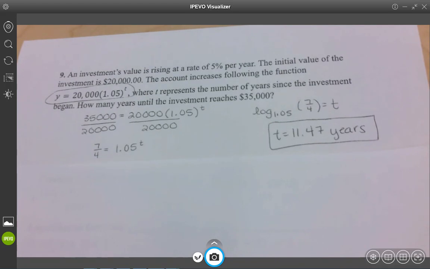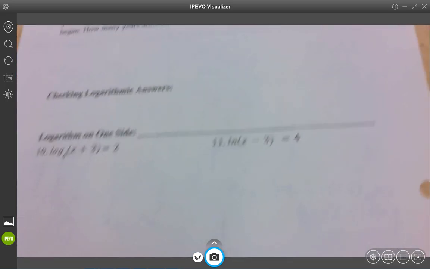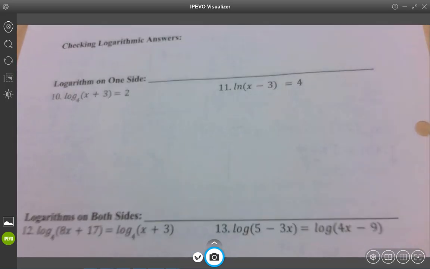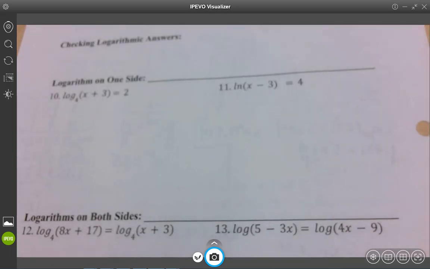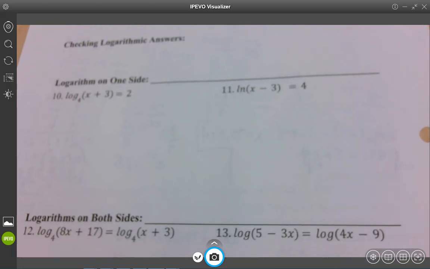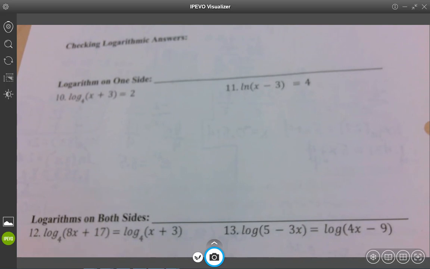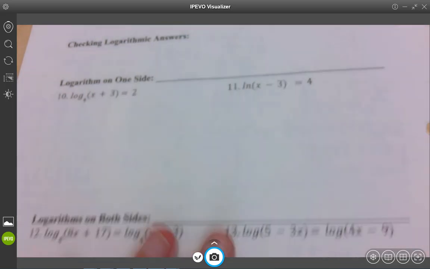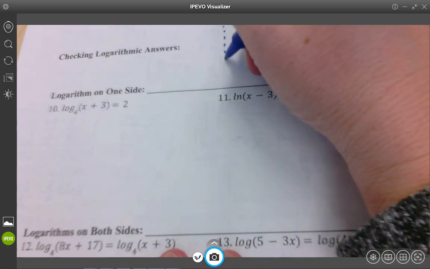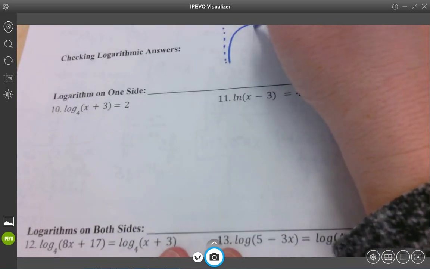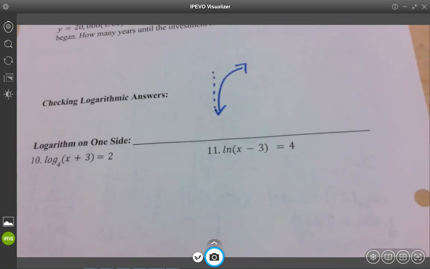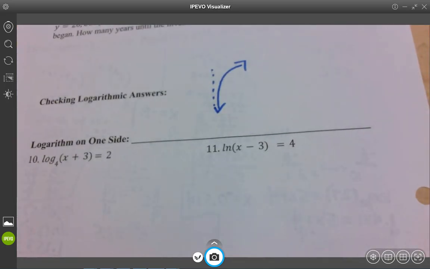All right, so we're going to go back to some new problems. These are problems where the equations have logarithms in them. So when we're solving logarithms on one side and logarithms on both sides, we do have to know that logarithms have restricted domains. Remember that a logarithm has a vertical asymptote like this, right? And it goes like this. So every logarithm has a restricted domain. So there are some numbers that x cannot be.